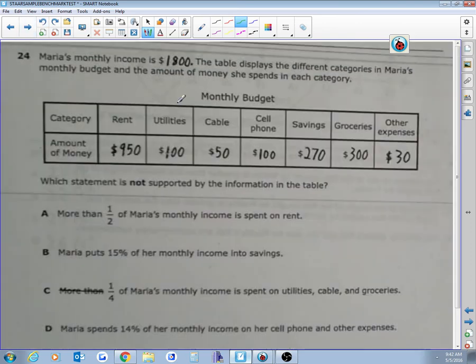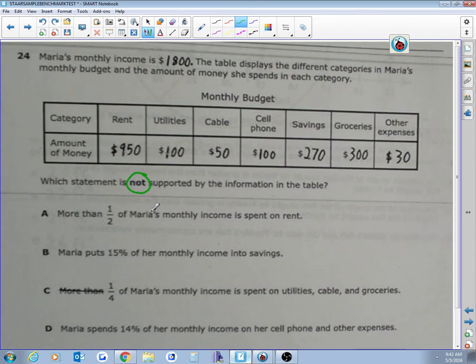Okay. Number 24. Maria's monthly income is $1,800. The table displays the different categories of Maria's monthly budget and the amount of money she spends in each category. Which statement is not supported by the information in the table?